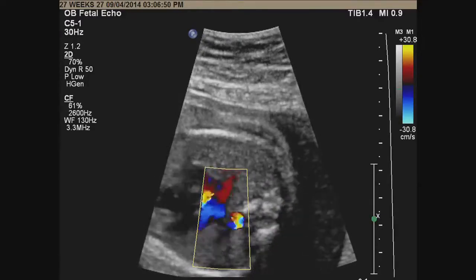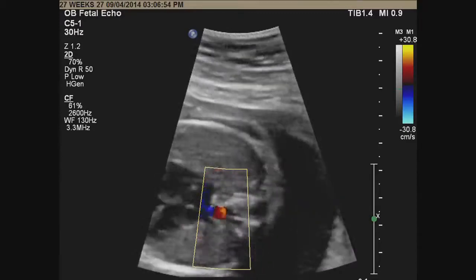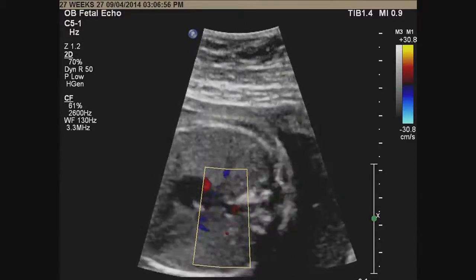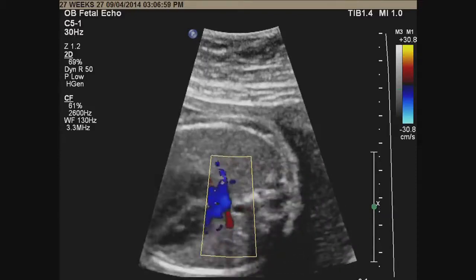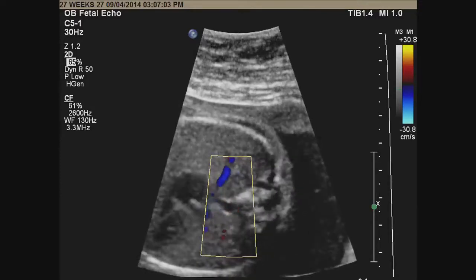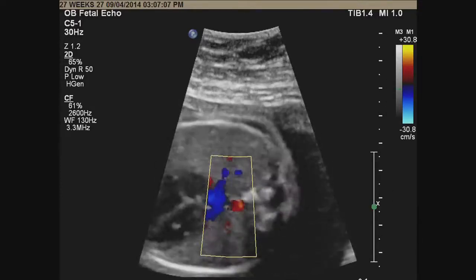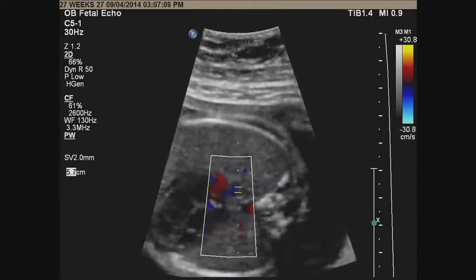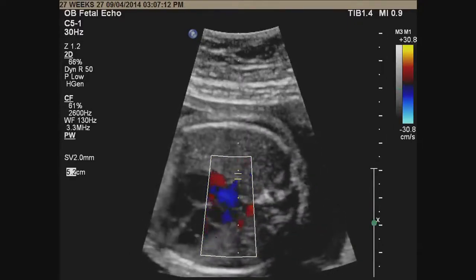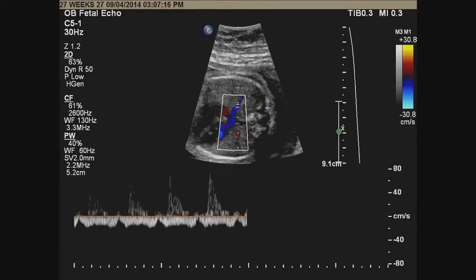Okay, so you see the pulmonary arteries coming out, and next to it is the pulmonary vein in blue, bringing blood to the back wall of the left atrium right here. And you see it, I'm trying to isolate it alone. And now if I can put the pulse Doppler on it. There you go.